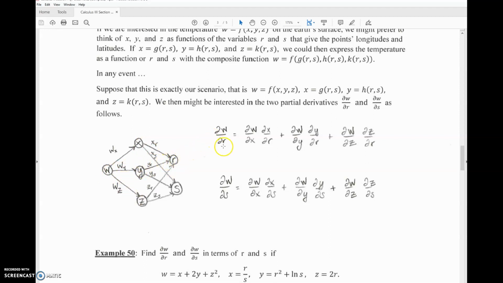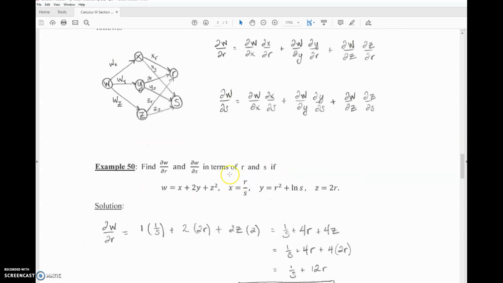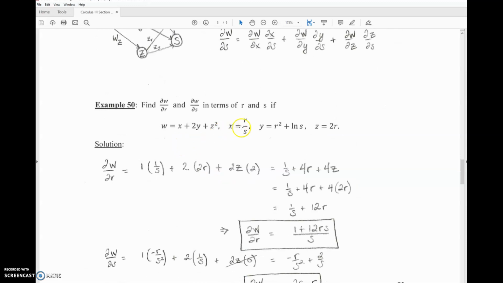So partial w with respect to r is partial w with respect to x times partial of x with respect to r, plus partial w with respect to y times partial of y with respect to r, and then plus partial w with respect to z times partial z with respect to r. So there's the formula for the chain rule for the partial w with respect to r, and similarly you get the same thing for partial w with respect to s. So let's find those in terms of r and s.